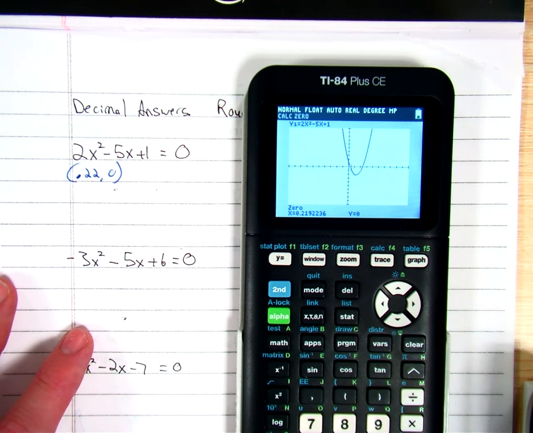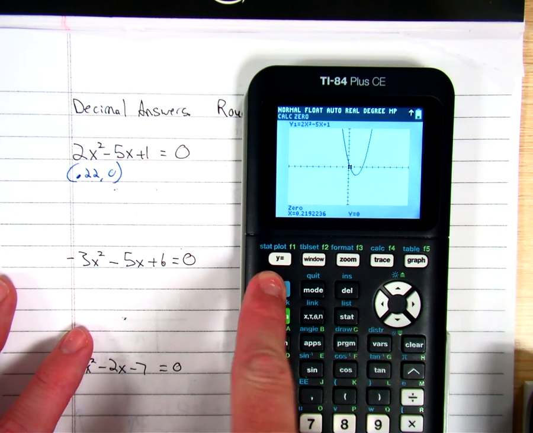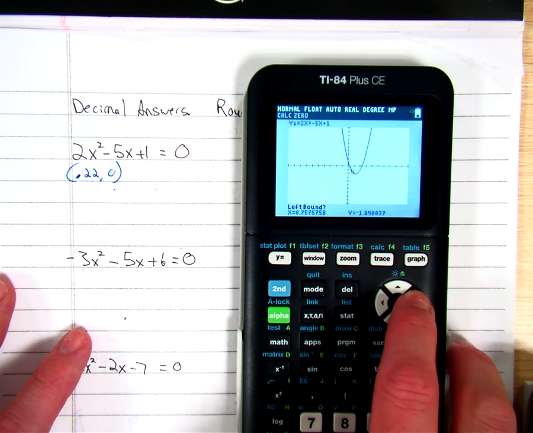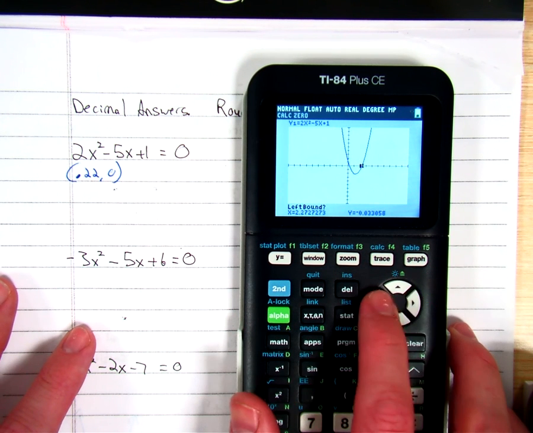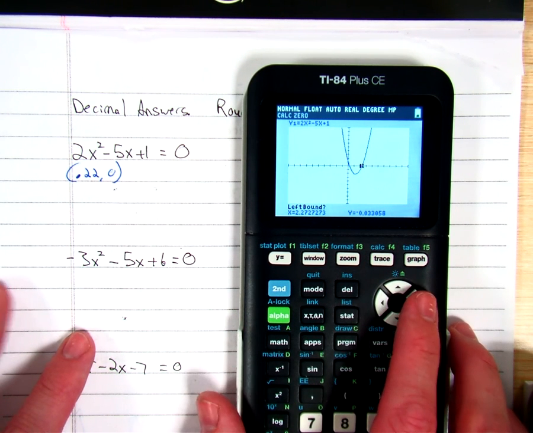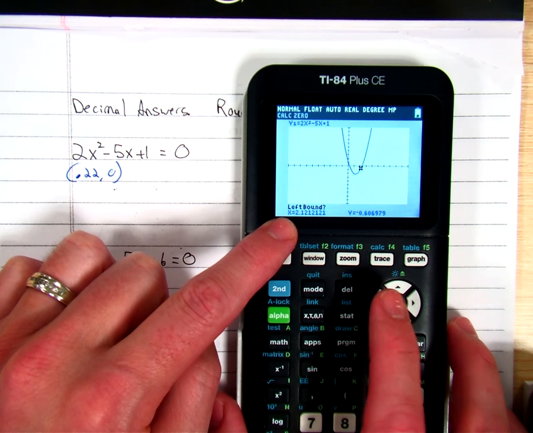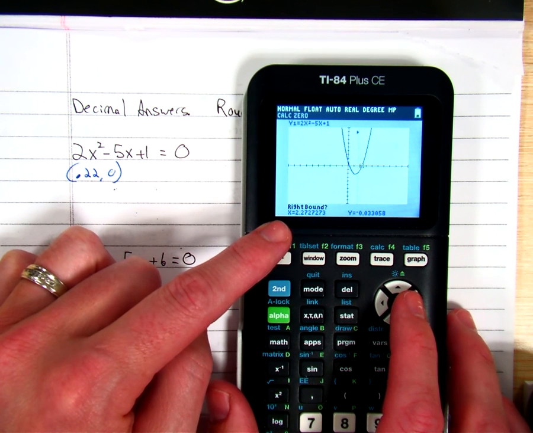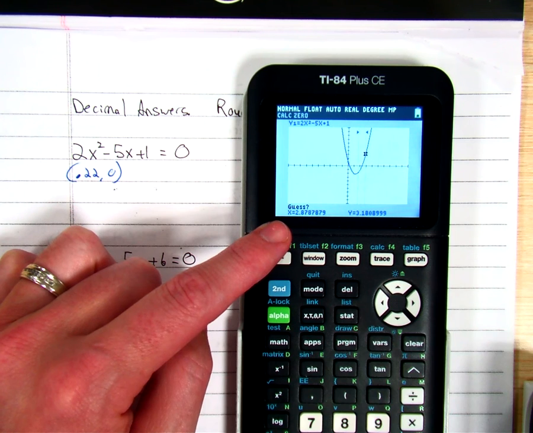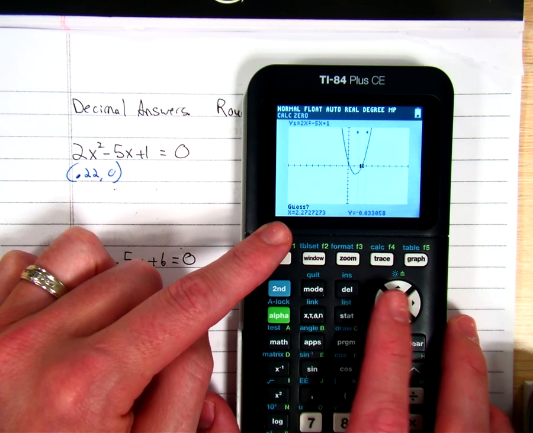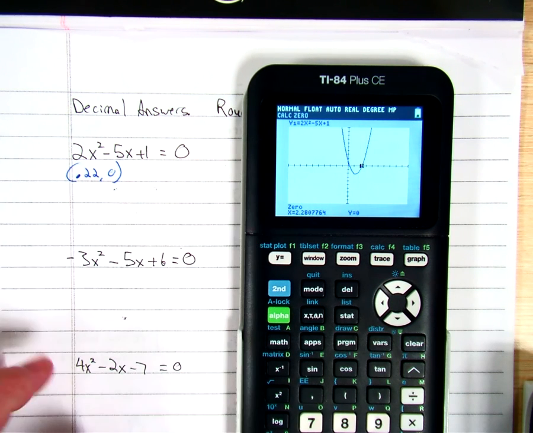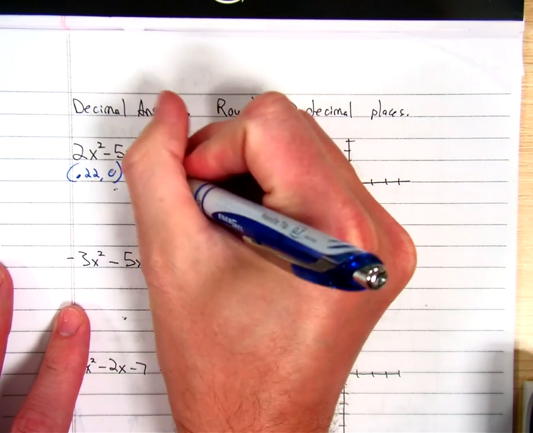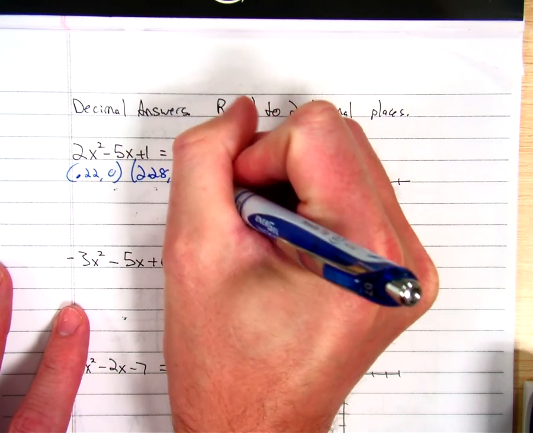And then to get the other one, we start the whole process over again. Second trace, zeros. We're going to scoot all the way over there, get as close as we can to being on the x-axis. Okay, left bound, left, left, left, left, enter, back to the x-axis, right, right, right, right, enter, back to the x-axis, and enter a third time, 2.28, comma 0.